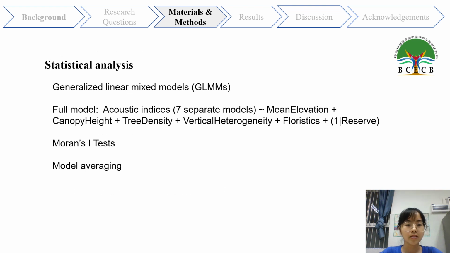We use a generalized linear mixed model. Here we show the full model, with the acoustic index as the response variable. And then we use Moran's I test to check the spatial autocorrelation. After that, we use model averaging.